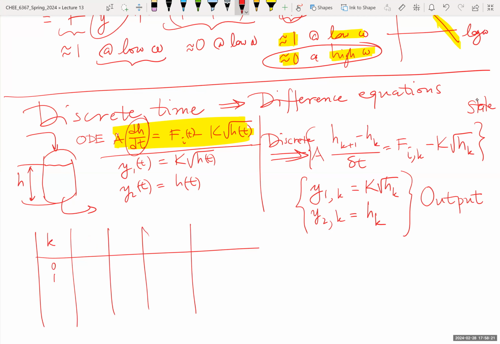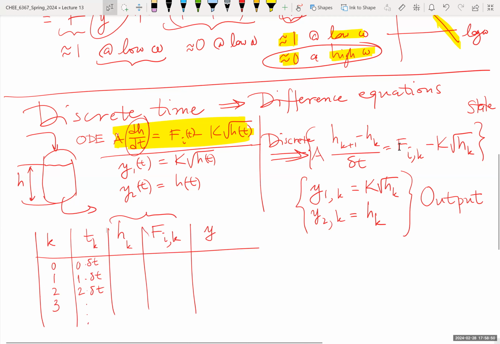At K, where K is 0, 1, 2, 3, at time Tk, where Tk is 0 times delta T, 1 times delta T, 2 times delta T, keep going. And we have H sub K and Fi K. And of course I can now create the state equations, which is this here, and y1 at k in one column, and y2 at k in another column. It's all that I'm going to build on Excel.